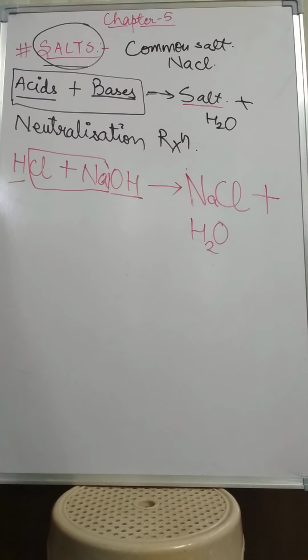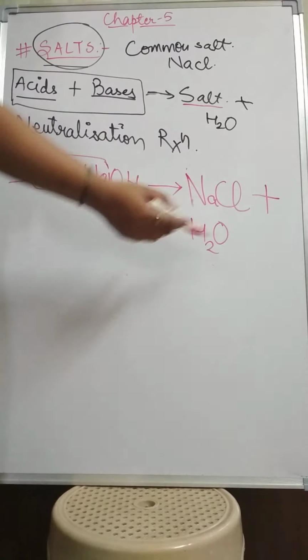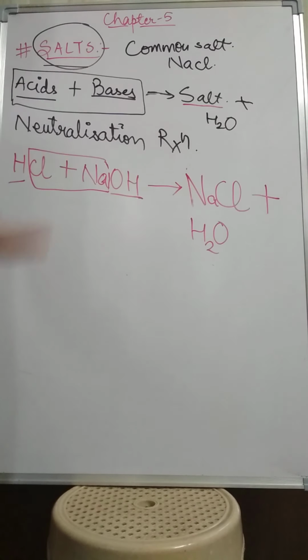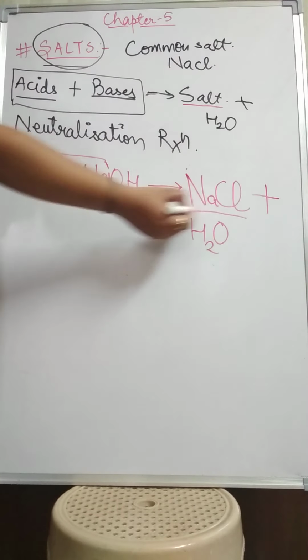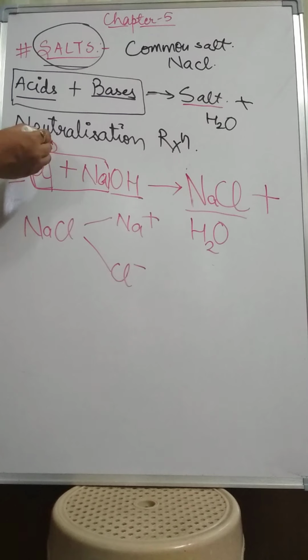Now let's learn about the properties of salts. Before that, I just want to tell you that salt is made up of two ions, one positive and one negative. If I dissociate NaCl, it will form Na plus and Cl minus. From the acid we are getting Cl minus, and what is it releasing? H plus.